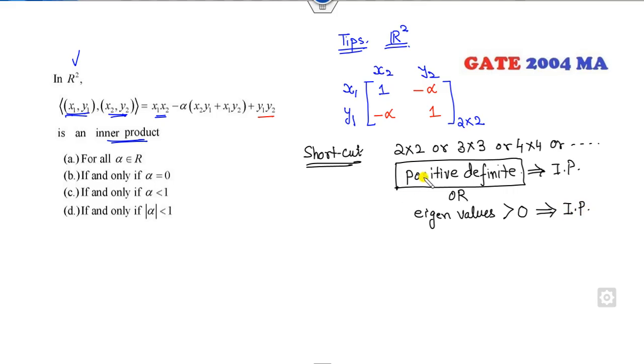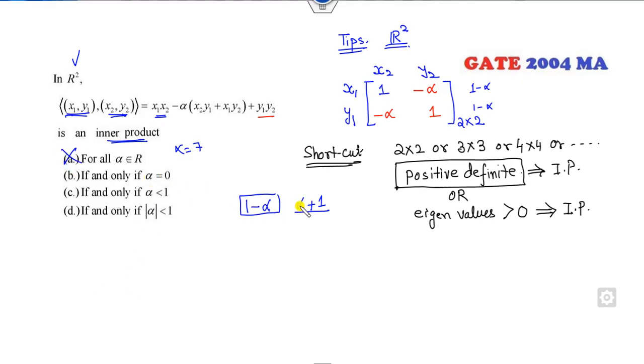But here you can see it is not an easy task to find the eigenvalues. But again you can see that the sum of the first row is 1 minus alpha, and the sum of the second row is 1 minus alpha. So definitely one eigenvalue is 1 minus alpha. And we know the sum of the eigenvalues will be 2. So what will be the second eigenvalue? It will be alpha plus 1. So when will it be greater than 0? For all alpha, that is not true, because if I take alpha as, say, 7, it is negative. So this option is cancelled.